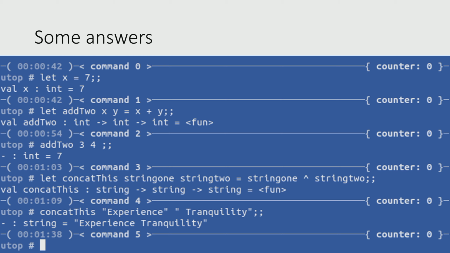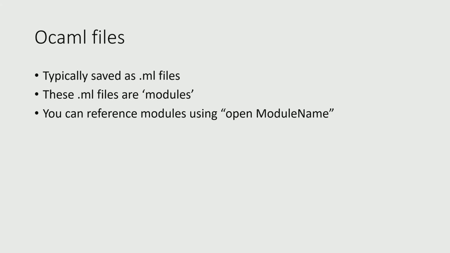Then what about the concatenation string, that little function that we had been working so hard on? You can see we have 2 strings here, and we just concat them with the little caret symbol. Sure enough, we have experience tranquility down here as 2 separate strings, and we get the full result once we pass it in to concat this. Some pretty basic functionality, but it's always good to start out with the basics to get more comfortable with a language. So that brings us into a little bit about Ocaml.